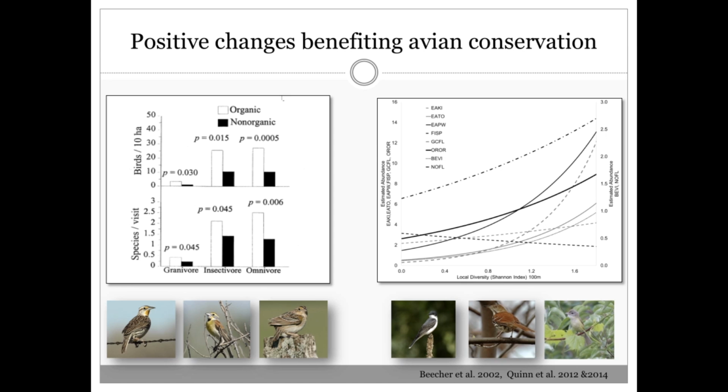At the same time, within organic farms, some of my research is focused on what specific practices, how can the land be managed within organic farms to increase diversity. And one of those that we see is that small fields with intermittent patches of non-crop habitat can increase the abundance of a number of different species, including species like the threatened Bell's vireo, or important insectivores like the eastern kingbird.